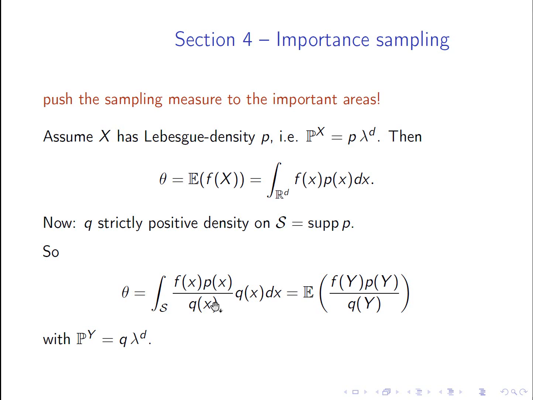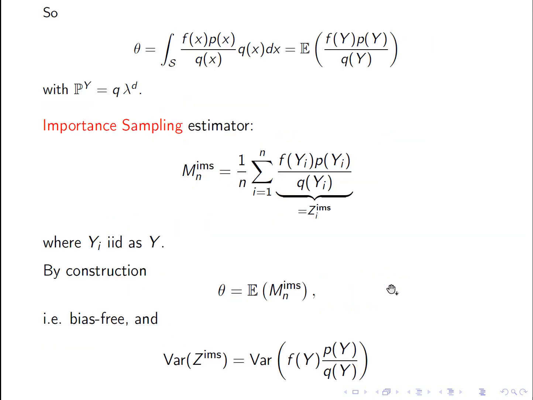Okay, so now what we have done, well, instead of the expectation of f of x, which is theta, we want to estimate this expectation here, which is still theta. But instead of x, we have now as input the variable y with a different distribution. So x has density p, y has density q. And this might be helpful. Okay, and that's the main idea.